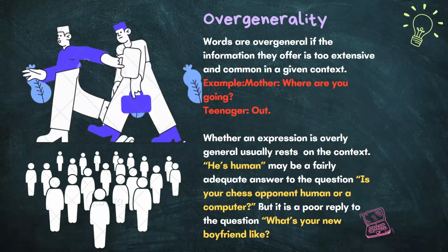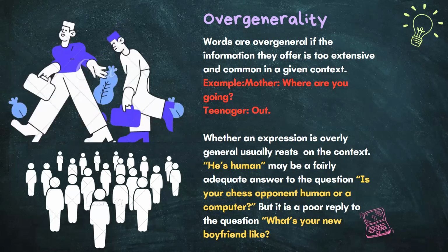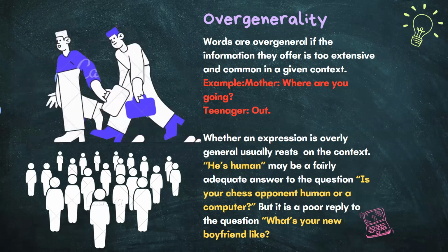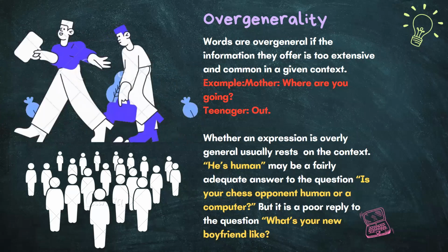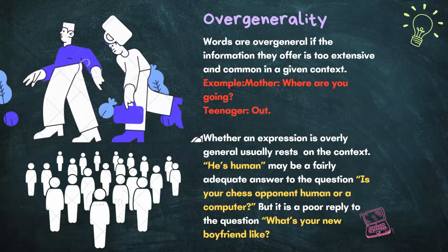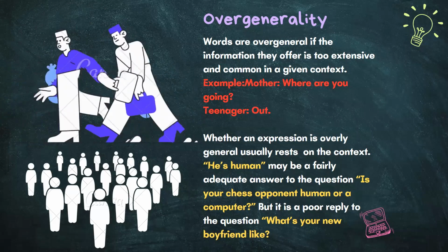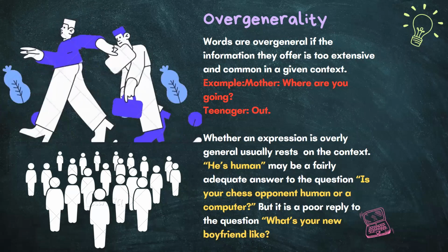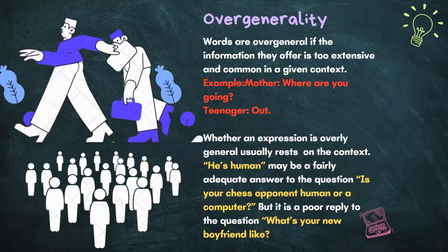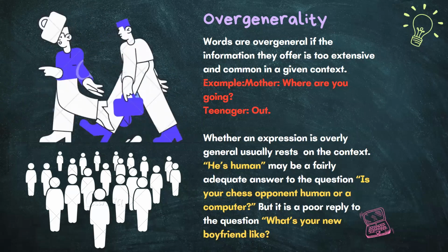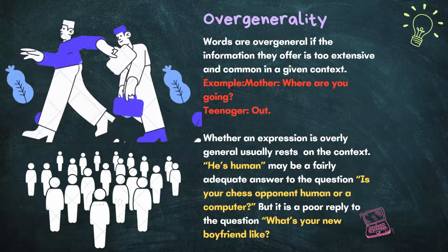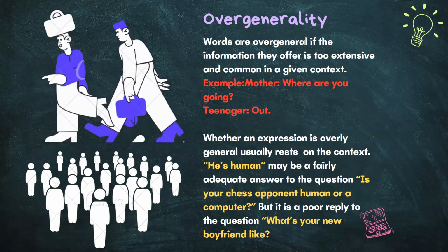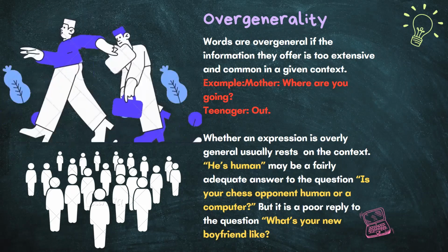Vagueness is mostly confused with generality, but there is an important distinction between the two. Words are vague if they have fuzzy or inexact boundaries and hence cause unclear borderline cases. In contrast, words are general if the information they offer is too extensive and common in a given context.